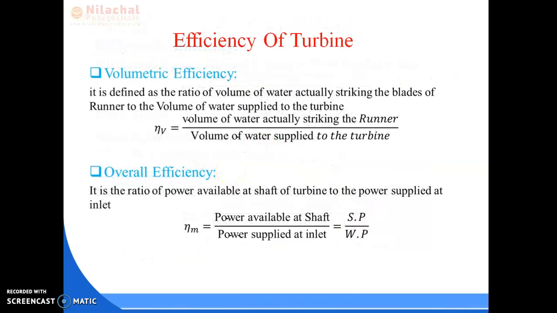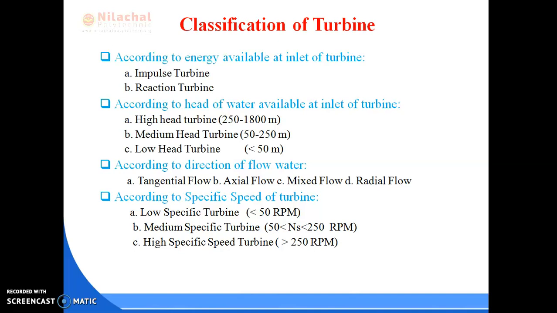Next, we have to know what the different types of turbine units are. Basically, we are going to categorize the turbine unit according to the energy available at the inlet of turbine, according to the head available at the inlet of turbine, according to the direction of flow of water, and according to the specific speed of the turbine. If we consider the energy available at the inlet, we have impulse turbine and reaction turbine.